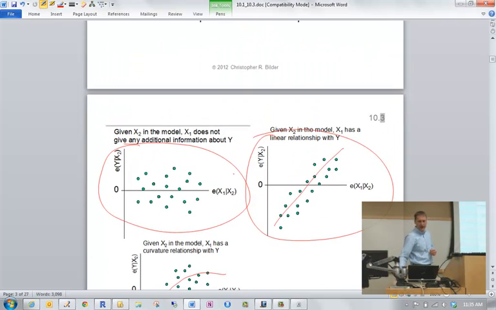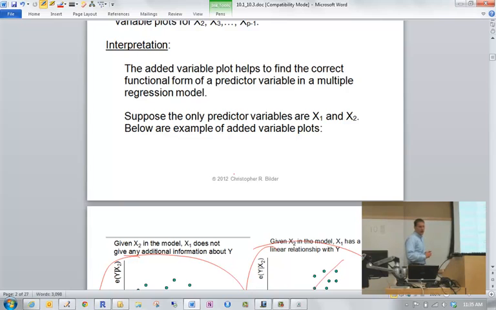Okay, so these are added variable plots. This assumes that you knew correctly what the form of the residual was. And that's also a problem, because what this is saying is that you have the other variables correct.